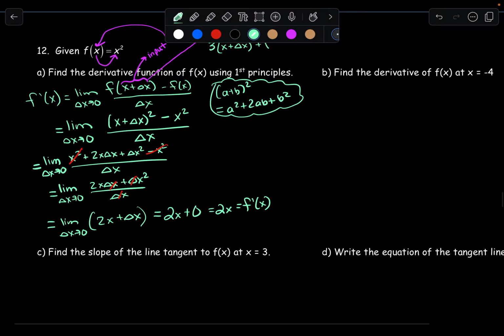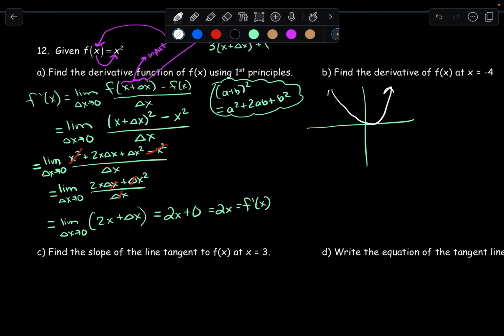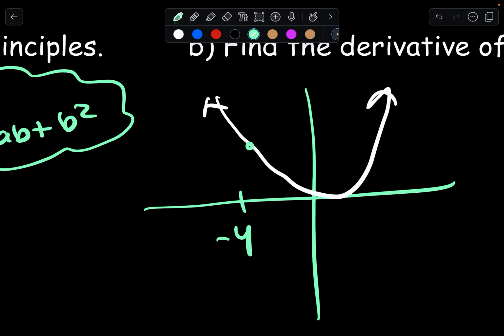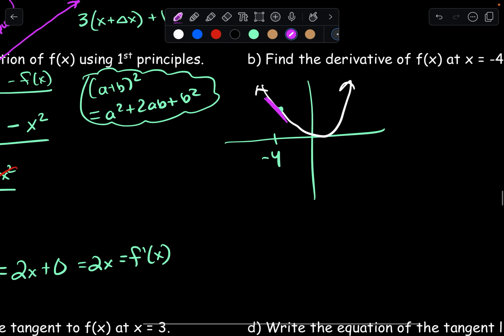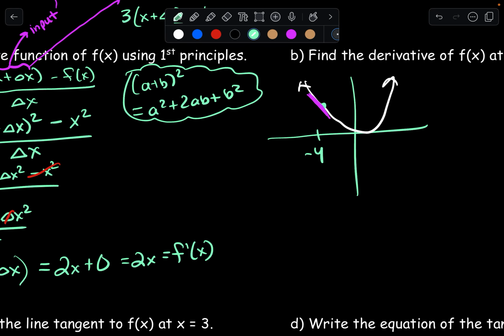Now, part B says find the derivative of f of x at x equals -4. So if we think about this, if we were to draw a sketch of this parabola, and we want to know what the derivative of f of x is at x equals -4, this is asking what is the slope of the tangent line at x equals -4. Well, we have a function for that. We literally have a function where we can plug in any x value and find the slope of the tangent line for that x value, okay?